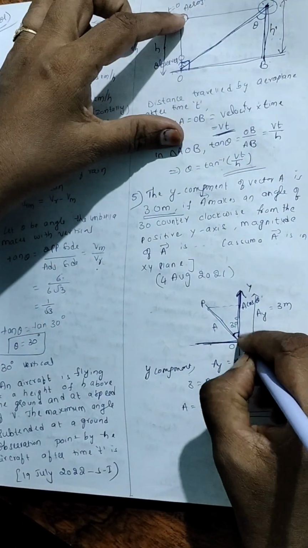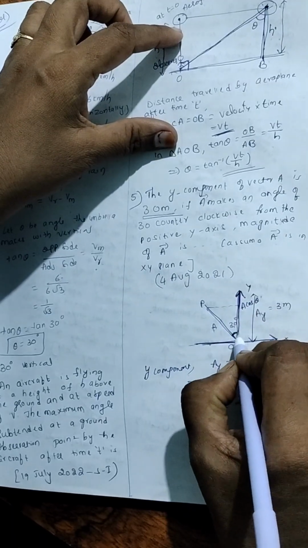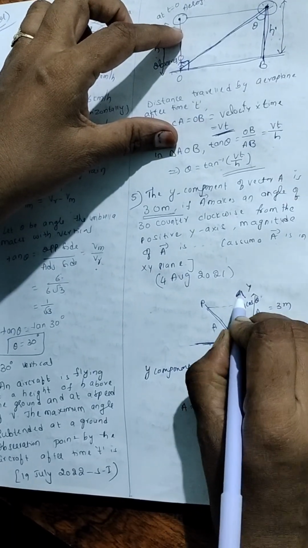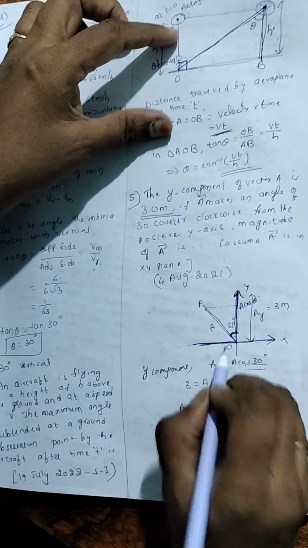Now this becomes A cos theta, the y component, because it is making an angle with this. So this becomes A cos theta, and this becomes the perpendicular one, A sin theta.